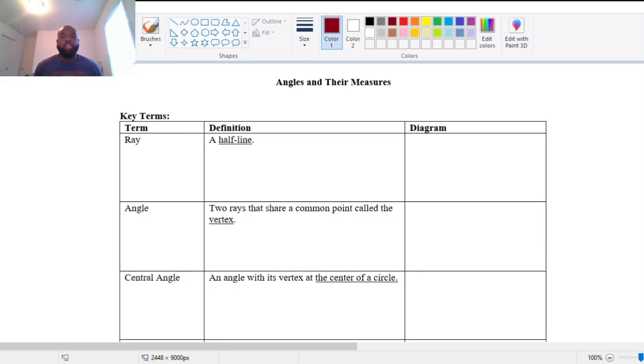In this video, we're going to talk about angles and their measures. There are a lot of vocabulary terms in this section that we want to review, as well as get used to working with different types of angles. And so we'll go through that as we introduce trigonometry.